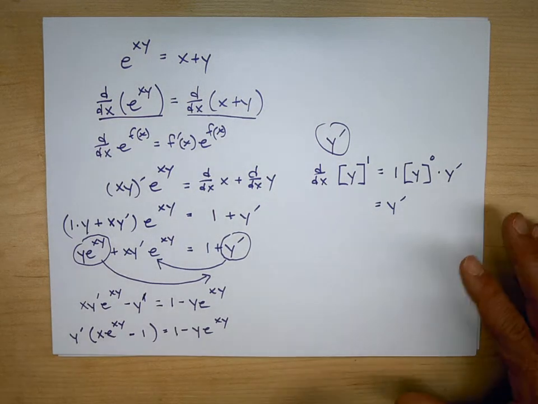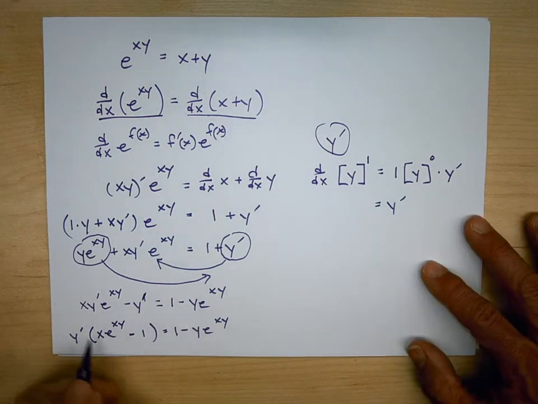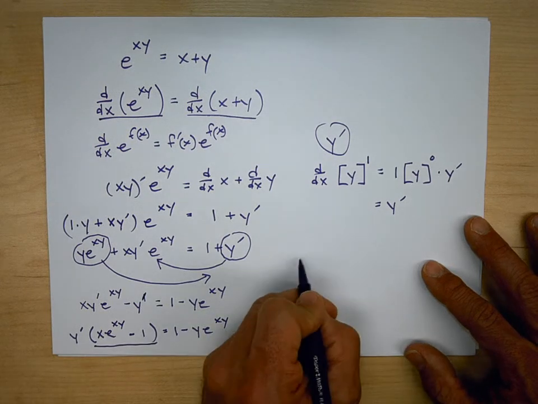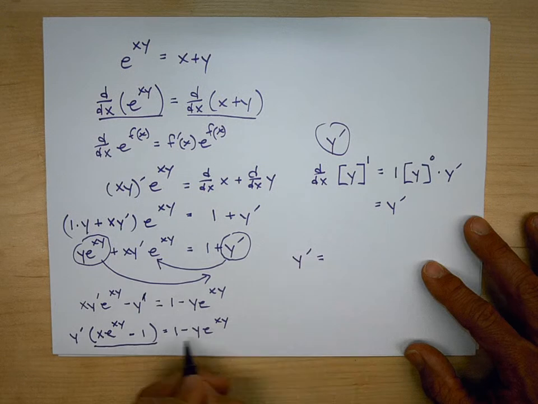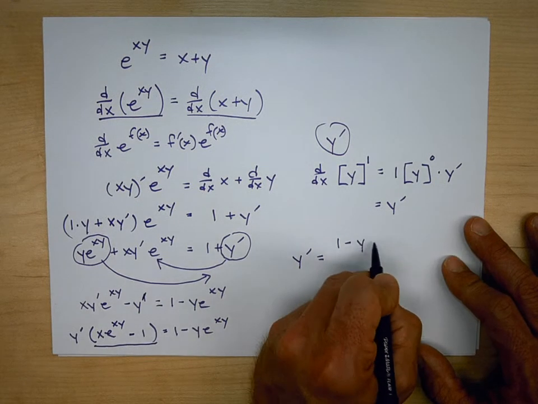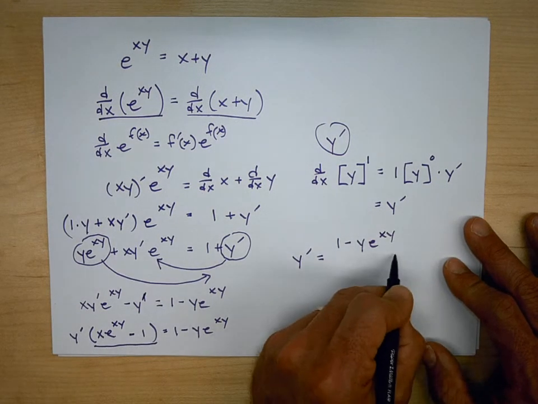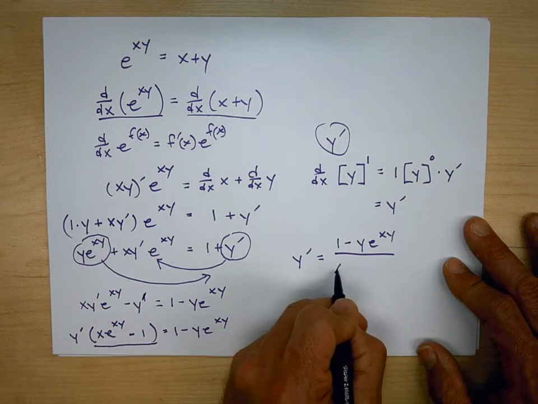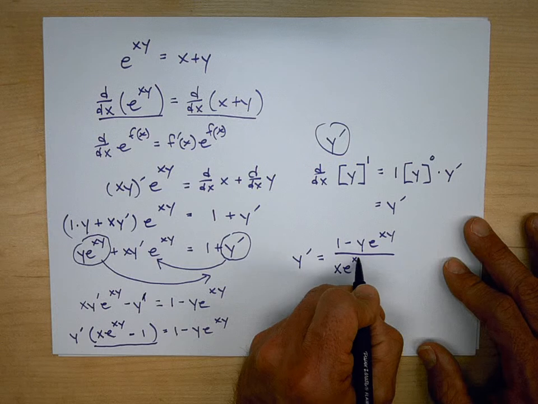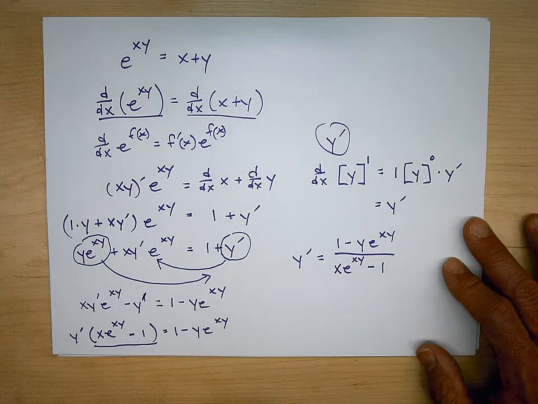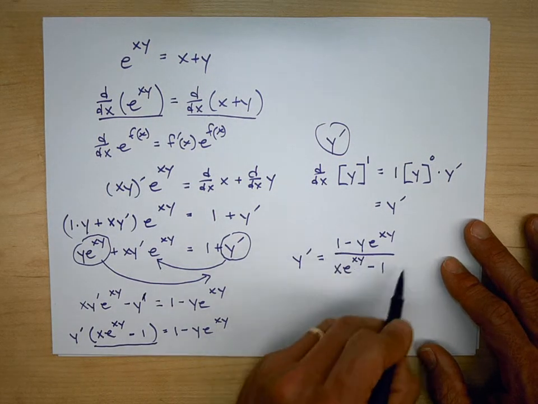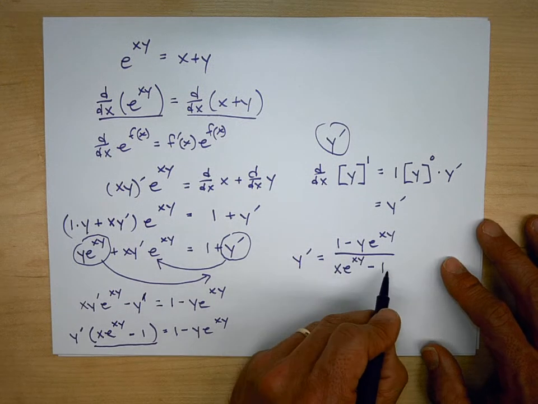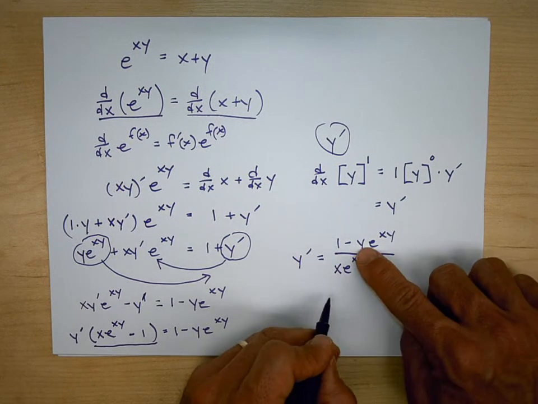So it's getting a little messy, but don't worry about that. I'm almost there. Now I just need to divide by this on both sides to solve for y prime. So y prime would equal 1 minus y e to the xy, and now remember I'm dividing by this, so over x e to the xy minus 1. And notice, we expect a little bit of symmetry to be going on here, because this looks like this, except they're switched, and I have a y instead of an x.